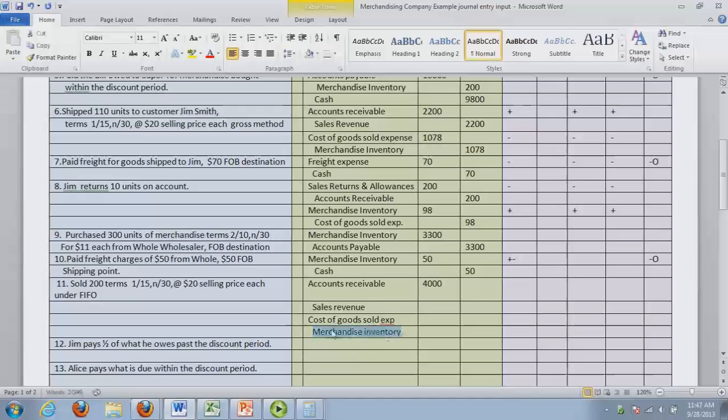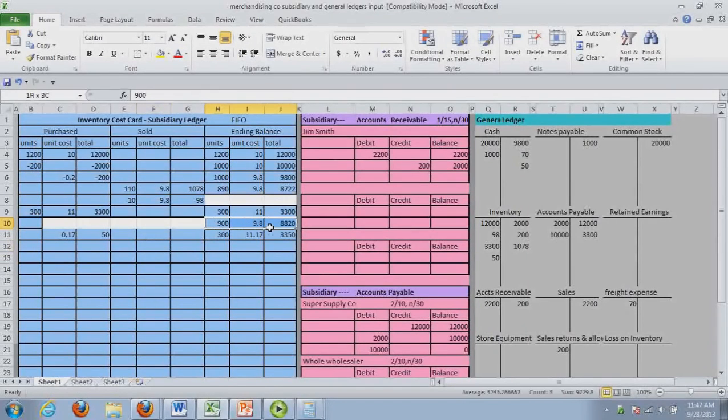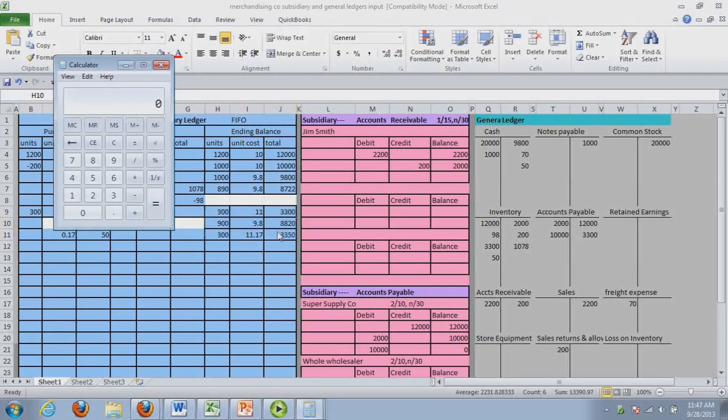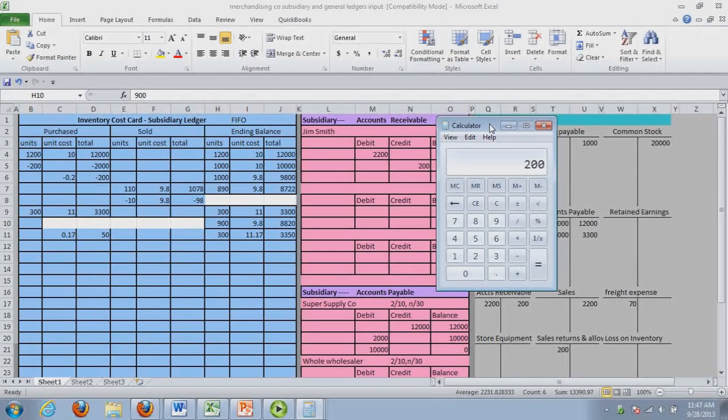And how do we figure that out? We've got to go back to the subsidiary ledger. So it's 200 units sold. Here are our choices: 900 at the older price, 300 at the newer price. With first in, first out, we're going to use up the 900 at $9.80. That's going to be tackled first. Then later we'll use up the others. So we're selling 200 units. If I calculate that, I've got 200 units at the older price, which is $9.80, so that's 1,960.